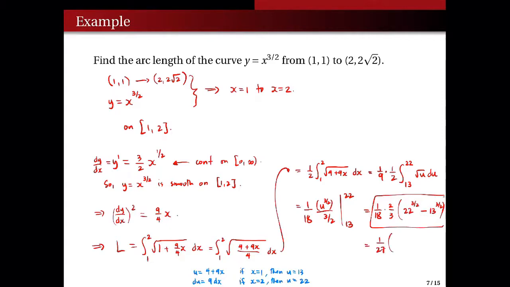And then this guy here, keep it as is. So you have 22 raised to 3 halves minus 13 raised to 3 halves. So you can have that as a final answer. Questions?